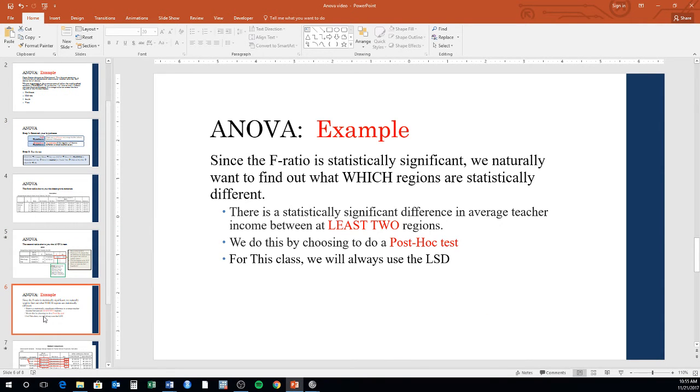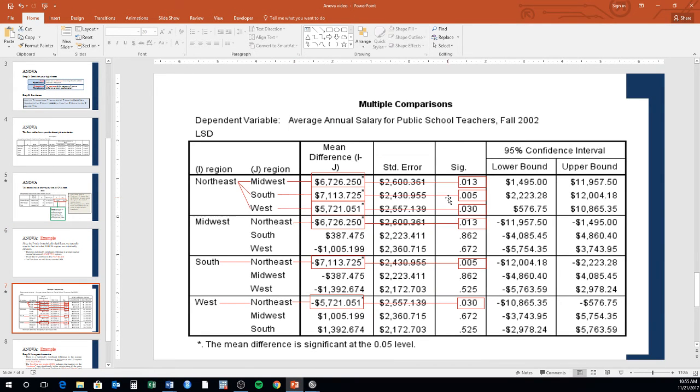So the F test or ANOVA really is an omnibus test. It tells you that at least one of the groups is significantly different from the other. But if there is a significant difference from at least one of the groups, the only question that you want to answer is, well, which groups are significantly different from each other, right? This is why we use the post-hoc test, particularly the LSD. And so when you get the LSD, it looks something like this, right?